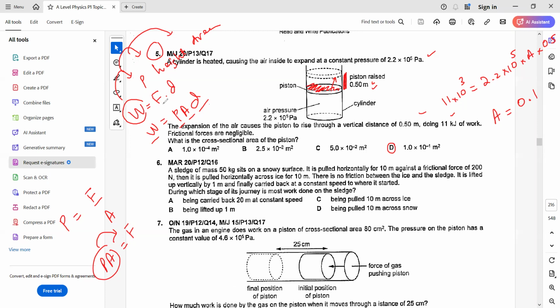So what I did, I substituted force as pressure into area, and displacement comes as it is. I was given work, I was given pressure, area was required, and displacement is the distance that is moved while the force is applied, right? So this piston moves upwards during this displacement. So that's the displacement that is given. So I just plugged in all the values and I got my answer for area.